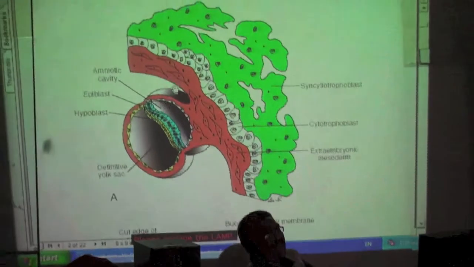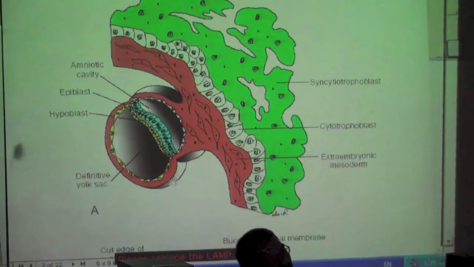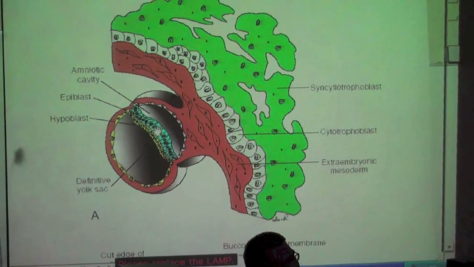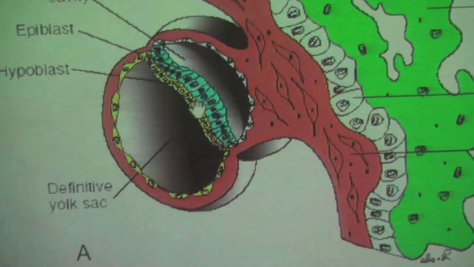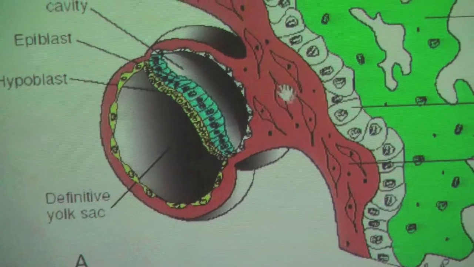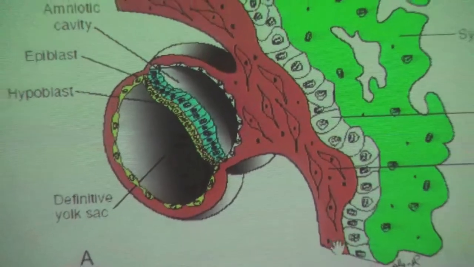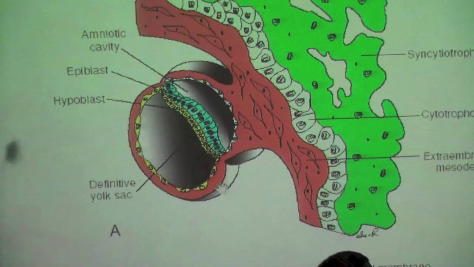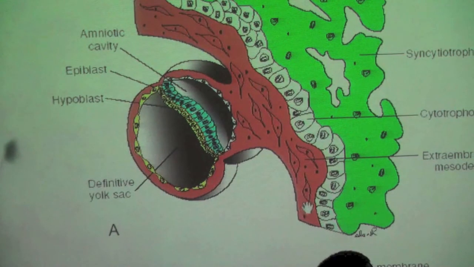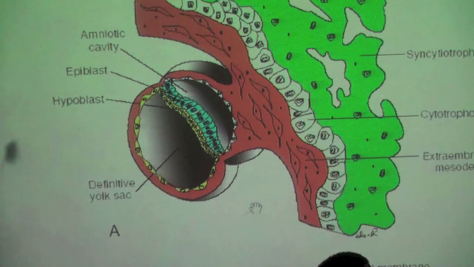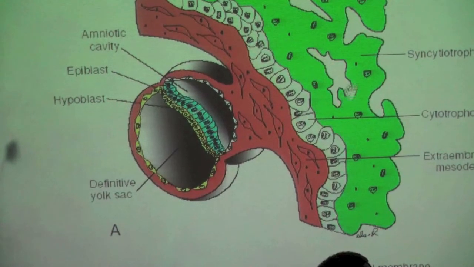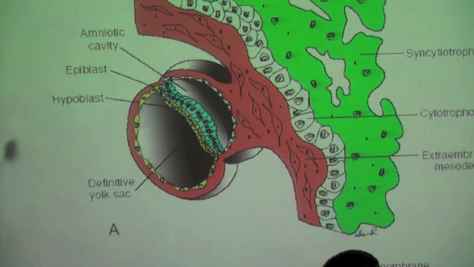Now this is just to show you a picture that this is now in the third week. We have two layers of the inner cell mass, the epiblast and hypoblast, and the mesoderm has developed. This is splanchnic, and this is the somatic, and this is splanchnic mesoderm, and this cavity is the chorionic cavity here. And this is the syncytial trophoblast with lacunae.